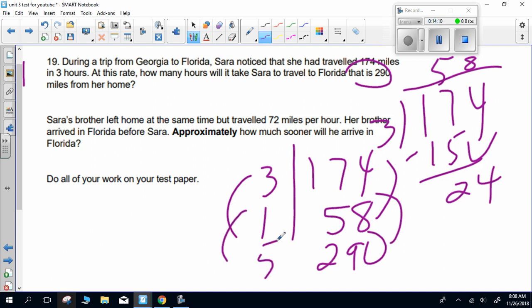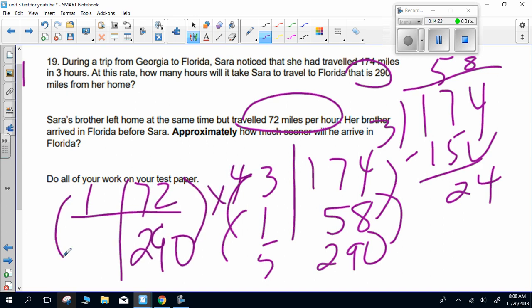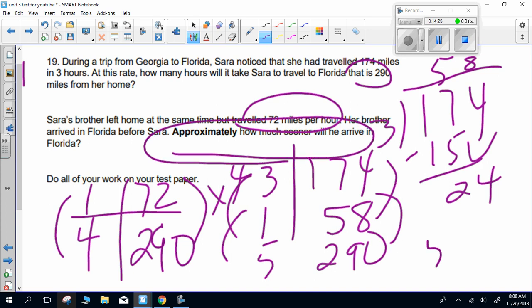And then her brother is going 72 miles an hour. So in 1 hour, he can go 72 miles. He also wants to go 290 miles. So that's about times 4, and that's about times 4. So it's going to take him 4 hours. And then the question was, how much sooner will he arrive? Well, if it takes her 5 hours and him 4, he will get there 1 hour earlier.